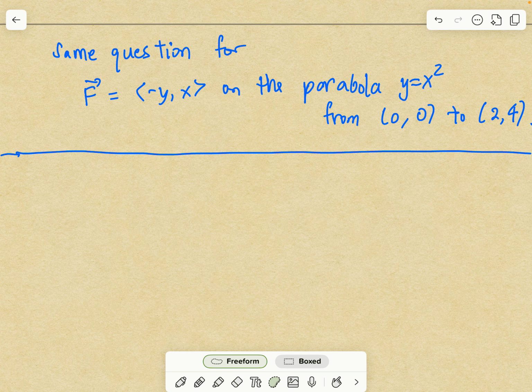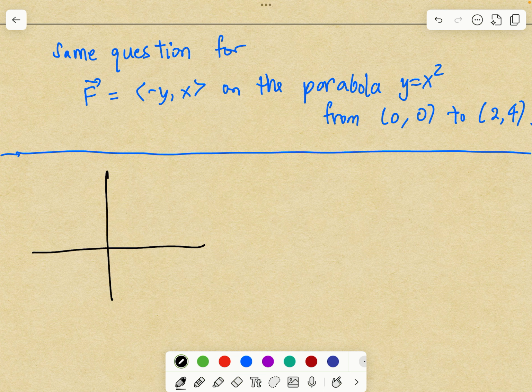So it's the same f, but on the parabola y equals x squared from 0, 0 to 2, 4. So what's the difference? You have the same f, but you have a different c, right? It's the part of the parabola y equals x squared from 0, 0 to 2, 4. Let's draw that. So y equals x squared looks like this. And it's from 0, 0 to 2, 4. Like that. So c is this part. It's not the entire parabola, it's just part of the parabola. It starts at 0, 0 and ends at 2, 4. That's your c.